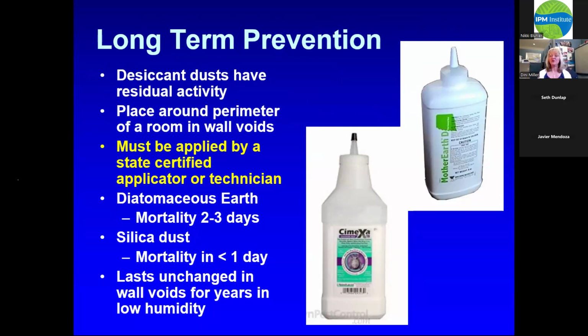Basically, that means you can put these dusts out. It has to be in a very fine layer because the bugs aren't stupid. They're not going to go throw themselves into a pile of dust that's higher than their eyeball. But we have the Mother Earth D, diatomaceous earth. That'll kill bed bugs in about 2 to 3 days if they pick it up. Basically, it absorbs the wax layer on their body.